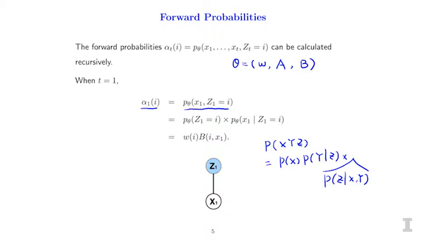In this case, we have two random variables, x1 and z1. We start with the joint is equal to the marginal of z1 times the conditional of x1 given z1. So the first probability is the distribution for z1, so it's W evaluated at i, and the second probability is the emission probability. That's the probability of, given we are at the latent state i, what is the probability of seeing an outcome x1. So we can compute alpha 1 of i.